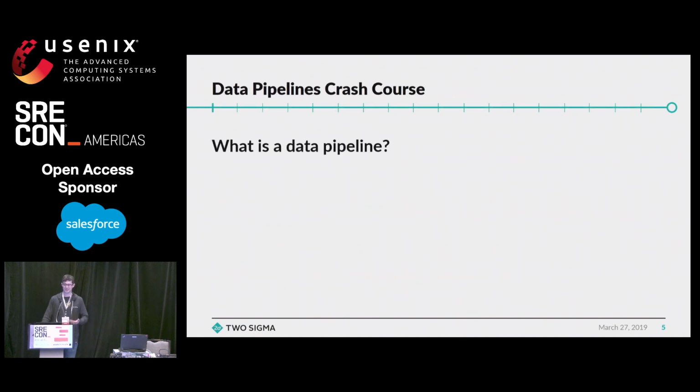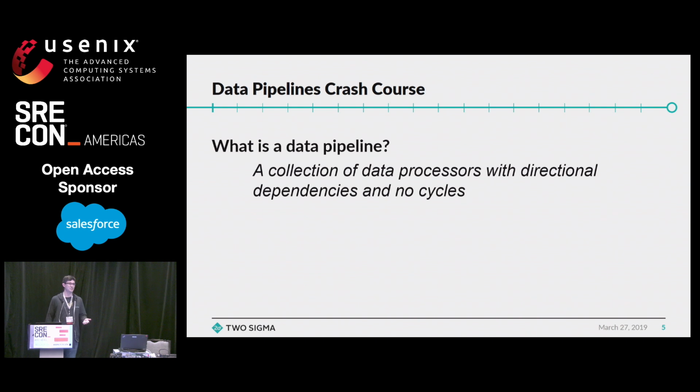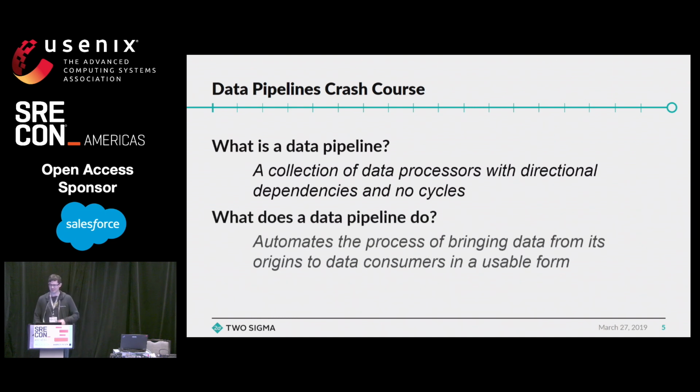So first off, what is a data pipeline? Well, we have a textbook definition: a collection of data processors with directional dependencies and no cycles. Maybe it's better to just ask, what does a data pipeline do? And we have another textbook definition, but in plainer English, data pipelines automate the steps that would historically have been done by engineers and analysts to make raw data both usable and accessible.